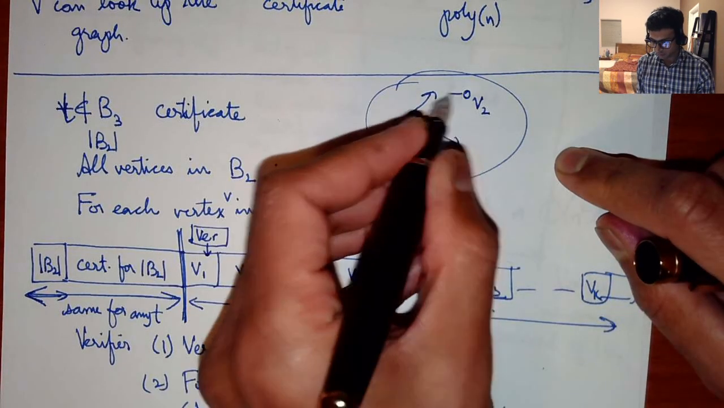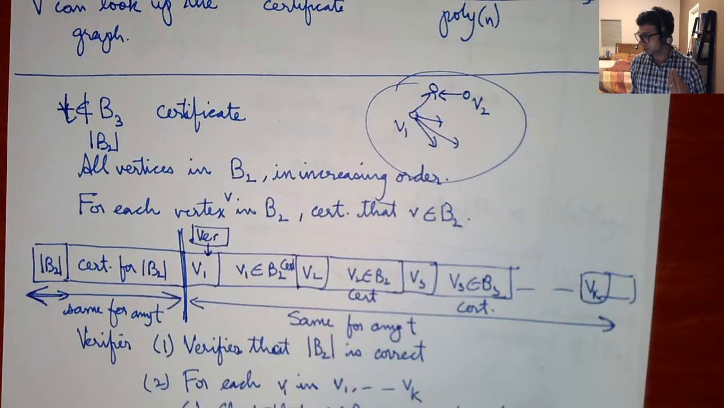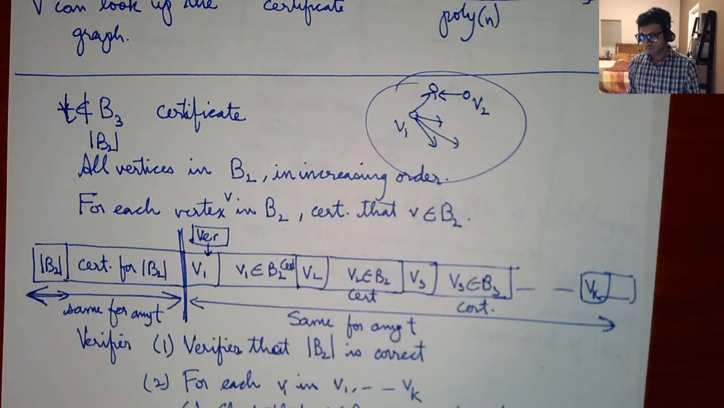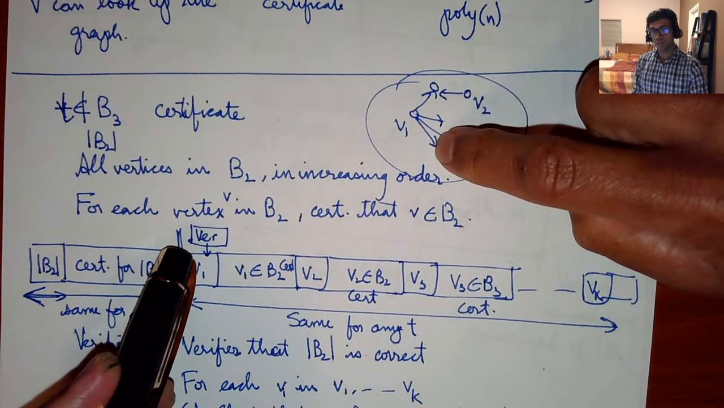But then V2 may also be connected to the same vertex, and it shouldn't be considering that vertex again, because it's already said this is not in B2, but it cannot remember all of that. Wait, but would that only be an inefficiency in the amount of time? No, it's space. The verifier cannot store which vertices are in B2.